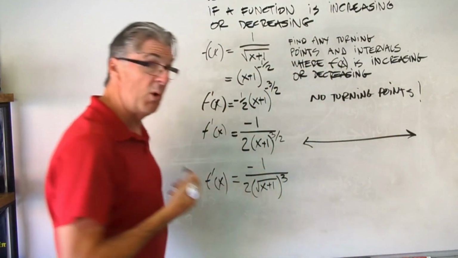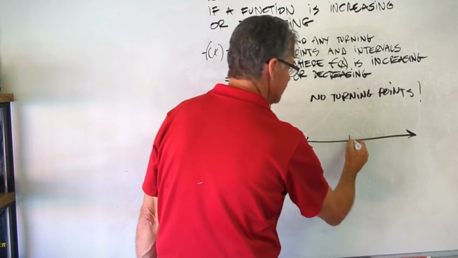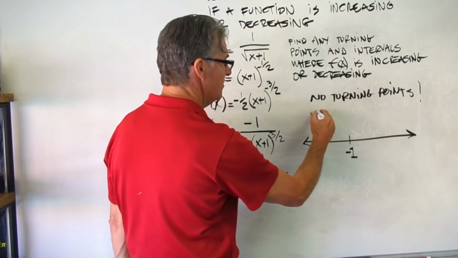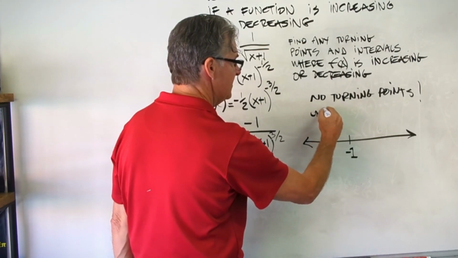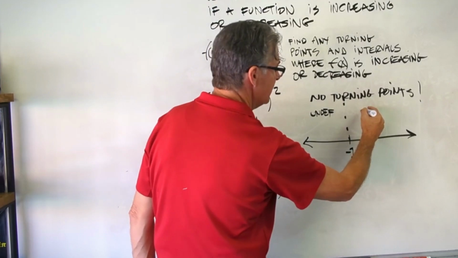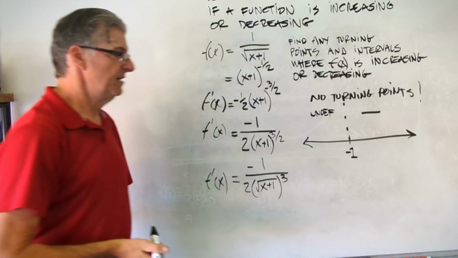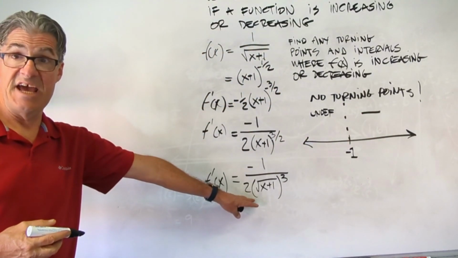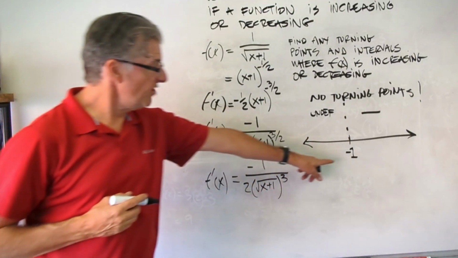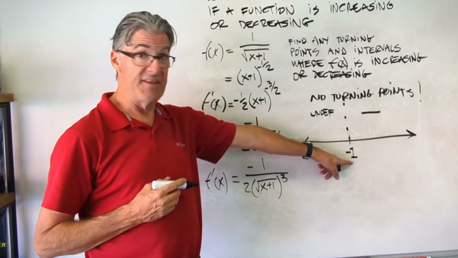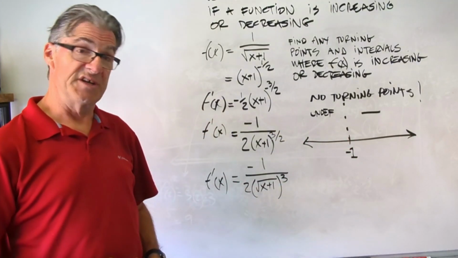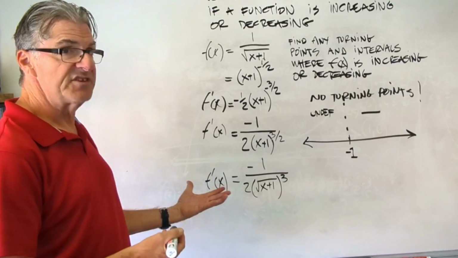There's only one point of interest, and that's -1. And over here we have undefined. Make my dashed line. And here we have negative, because whatever happens, this is going to be negative. So this function is decreasing. It starts at -1, x is -1, and then it just gets smaller forever. There's no turning point, and there's no increasing segment. So that would answer that question.